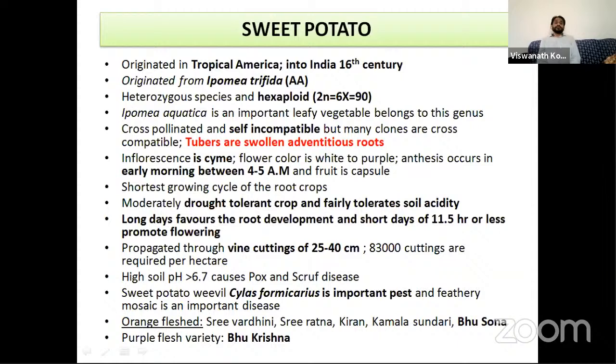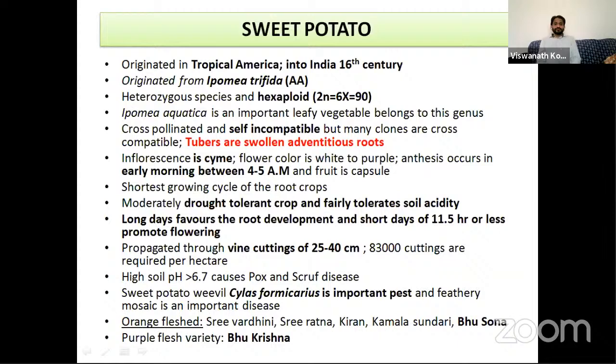Whether it is autohexaploid or allohexaploid, there is a lot of debate going on, but till now there is no clarity. In case of potato, the cultivated Solanum tuberosum is autotetraploid. The cultivated Solanum juzepczukii is allotetraploid. But in sweet potato, there is still confusion whether it is autohexaploid or allohexaploid.